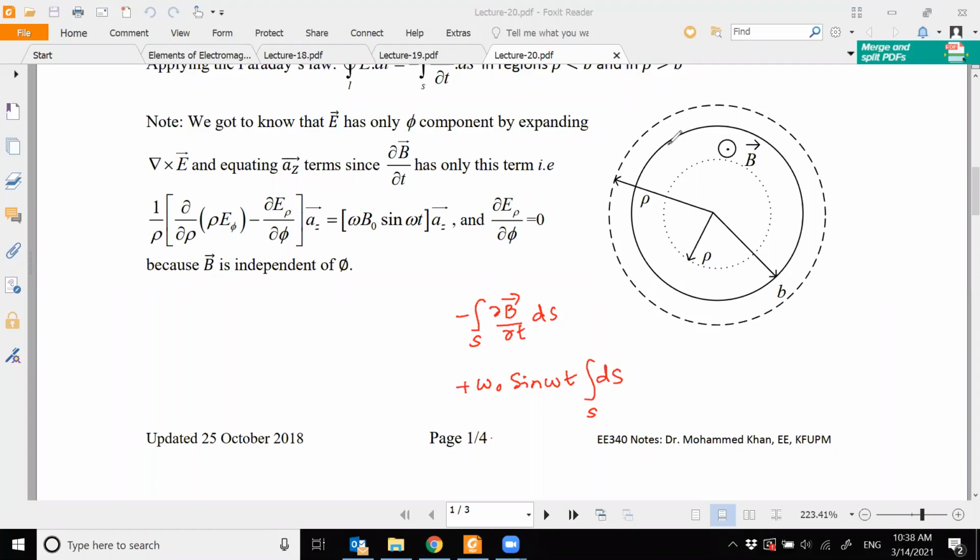Where am I going to integrate it? Will I integrate it over this surface? See, this yellow surface. I need to integrate it over this yellow surface. But remember, my B̄ is only restricted to this region. Here my B̄ doesn't exist. So what will be this area? Will this area be πρ²? Yes, Mr. Abdul or Radwan, can you tell me?